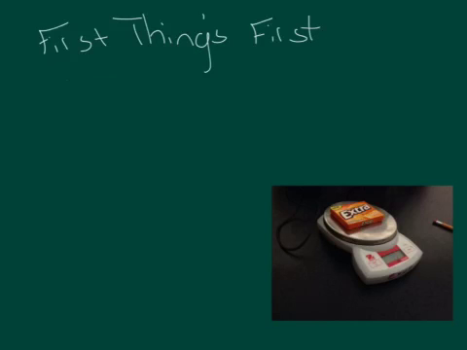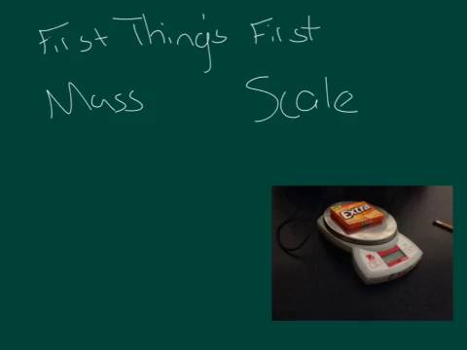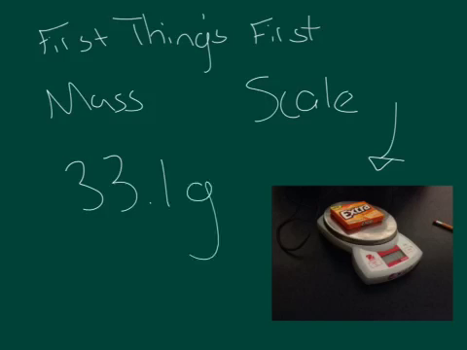Alright, so first things first, Hulk has to calculate the mass of his pack of Hulksters gum. Now to do this, he needs a scale. He has to put the pack of gum on the scale, indicated by the arrow, to find the mass of the object in grams, which ended up being 33.1 grams. We're going to use this in the equation later in the presentation.